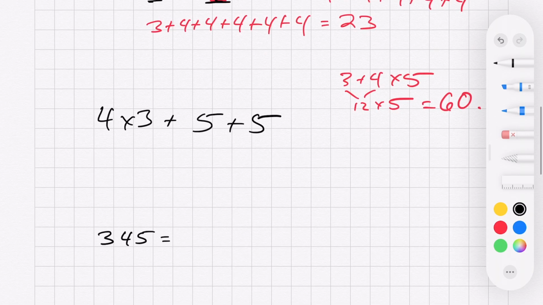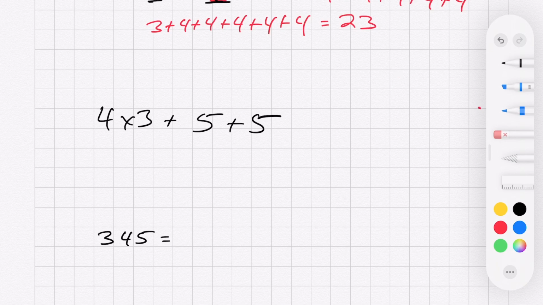All right, so give this one here a try. And pause the video. Okay, so doing the order of operation here, I would start with 4 times 3. So that would be 12. And then I would add the 10. And then that would be equal to 22.